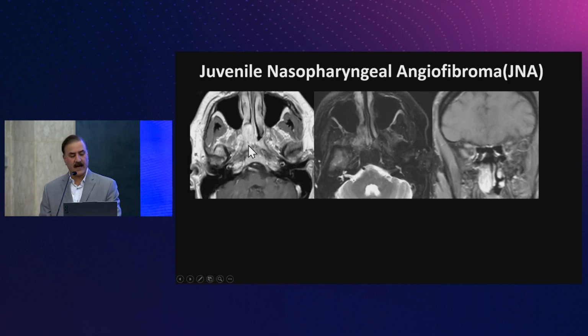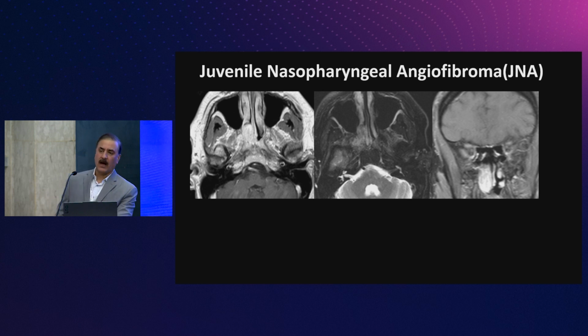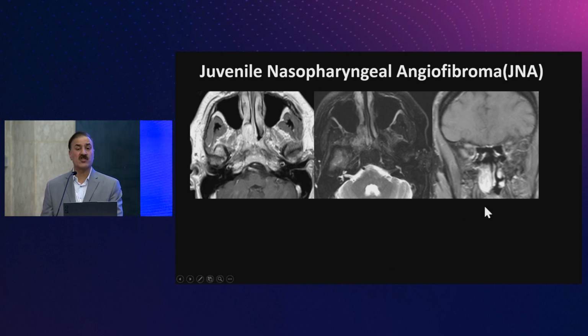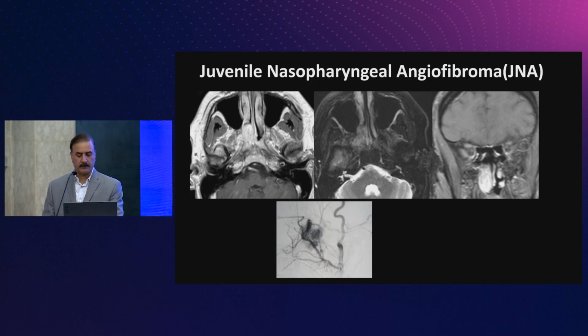And this is just another example. About 15% of these nasopharyngeal angiofibromas can be completely within the nasal cavity, so you don't have to see them outside in the PPF. They can be inside the nasal cavity also. So be aware of the fact that it still can be a juvenile nasopharyngeal angiofibroma.